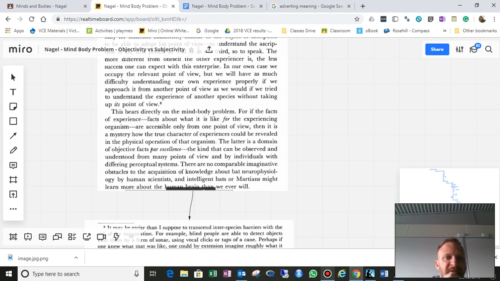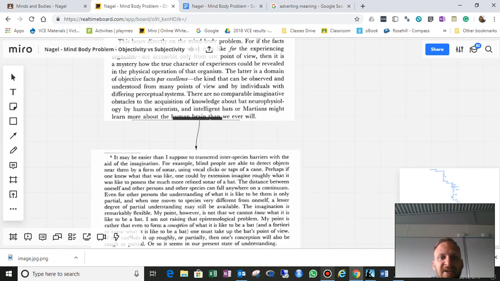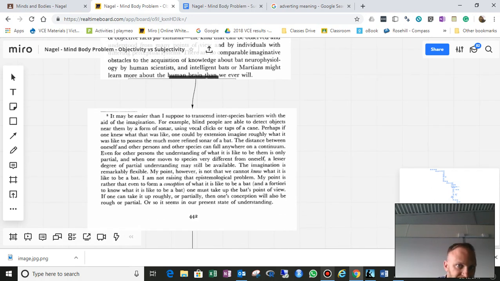So when we're talking about the physical operation of an organism, that's actually accessible to many different creatures with different points of view and different perceptual systems, i.e. the alien that doesn't see. There are no comparable imaginative obstacles to the acquisition of knowledge about bat neurophysiology by human scientists, and intelligent bats or Martians might learn more about the human brain than we ever will. So what he's basically saying is there's nothing about neurophysiology that's inaccessible to any of us, because again, it involves an objective account of what's going on, right? And the issue here is the subjective account, okay?